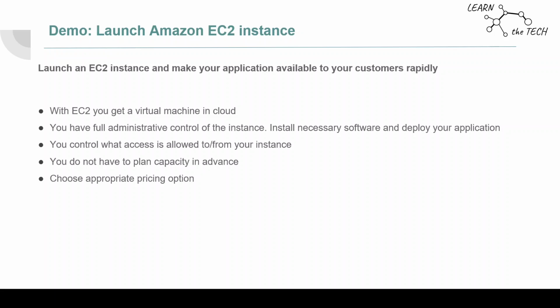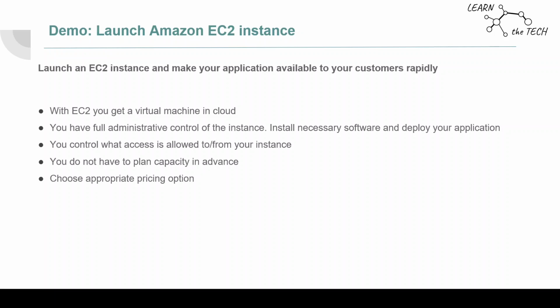The advantage of using Amazon EC2 service is that you get a virtual machine in the cloud and you have complete control of that instance. So you are the root, you are the administrator of that instance. And you can install whatever software you want. You can do the configurations as you need, install the necessary software, deploy your application, control what access users can have to your instance, as well as what access your instance can have to the outside network.